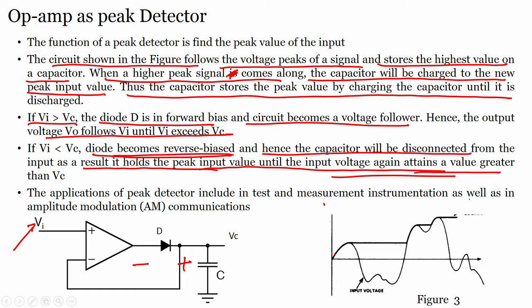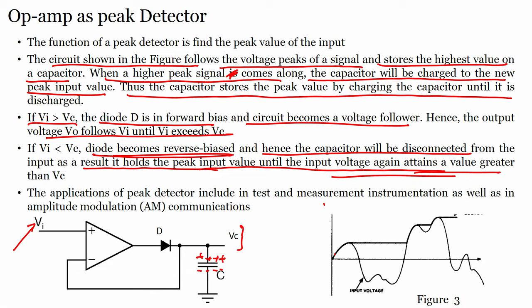That means, initially if Vi is greater than Vc, the capacitor will start charging. When Vi is less than Vc, this diode is disconnected, so the capacitor will hold this value. Again, when your input signal is greater than Vc, your diode will conduct and your capacitor will again have a different voltage across it.